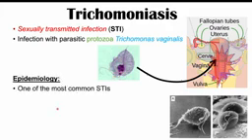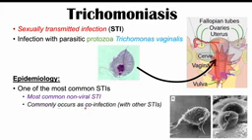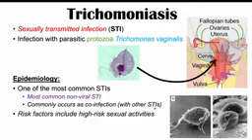Now, trichomoniasis is one of the most common STIs, and in fact, it is the most common non-viral STI. And it commonly occurs as a co-infection with other STIs like chlamydia and gonorrhea. Now, the risk factors for getting Trichomonas vaginalis infections is a variety of high-risk sexual activities. Now, these can include unprotected sexual activities and multiple sexual partners.